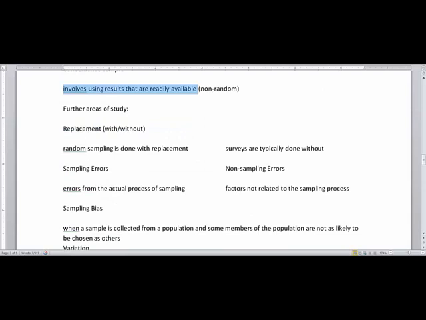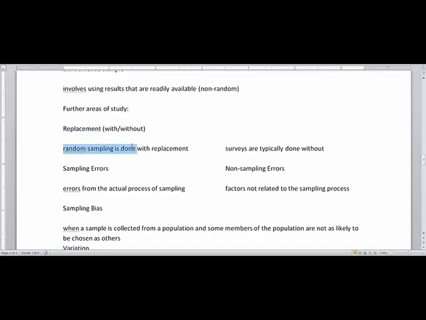Now, here are some further areas of study. Might be good to take a look at how we could look at these techniques in sampling. Now, there is the idea of replacement. Is someone who's picked at random, or some item that's picked at random, do they still have a chance of being picked again?